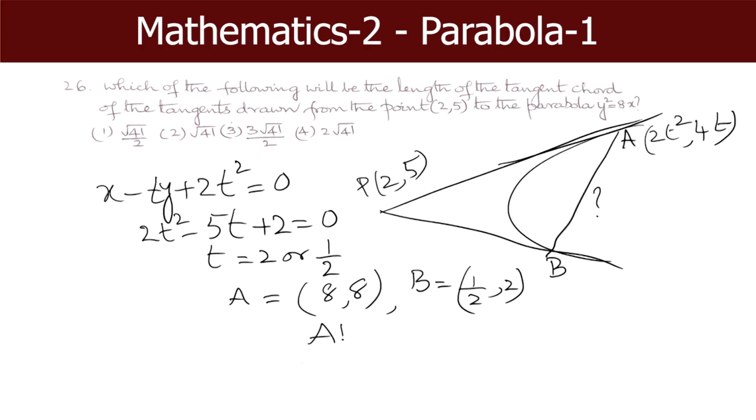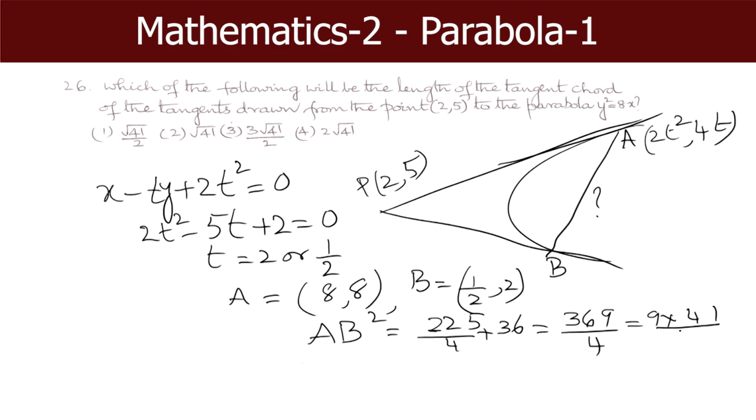He is asking AB. AB square equal to 8 minus half whole square, that is 15/2 whole square, 225/4 plus 36. That is equal to 369/4 or 9 times 41/4. So, AB is 3 times root 41/2. So, that is the length of the chord of contact of the tangents drawn from P to the parabola.